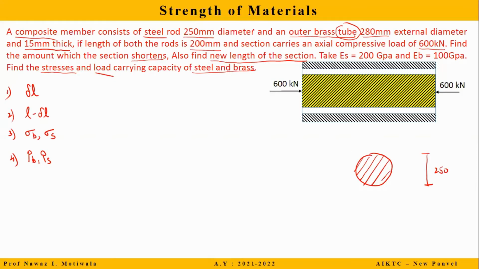Of a steel rod 250 diameter and an outer brass tube. The outer brass tube will be 280. So there is an outer brass tube. Let us say this is a brass tube. So this diameter is 280 outer diameter. And it is given that this tube has external diameter of 280, which we have already made, and it is 15 thick. So what can you tell about the internal diameter?